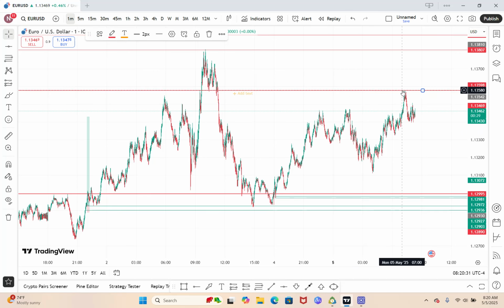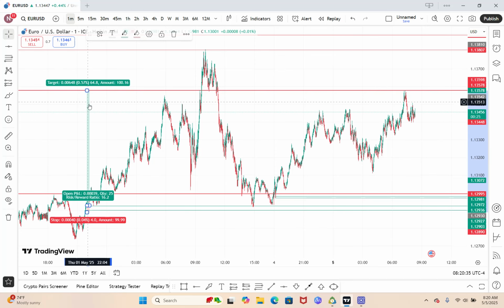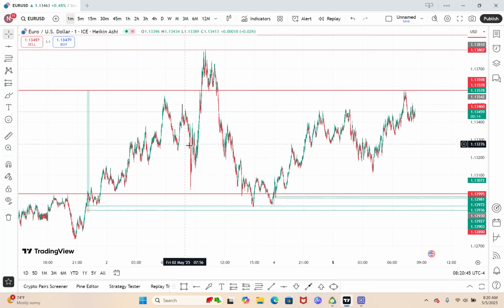This red line right here is where the market went, right? So check how much pip the market went up. 648 pip, right? 148 pip more than our TP. So these trades that we are actually taking, they're actually pushing the market far, right?